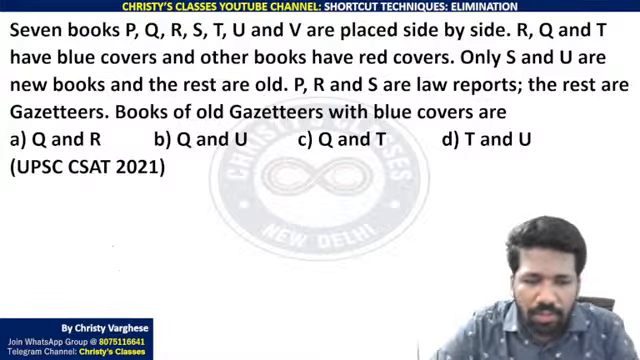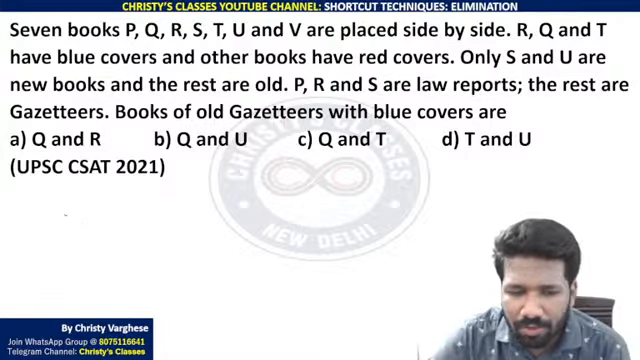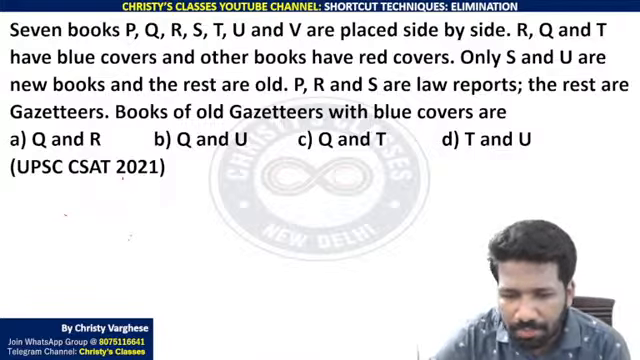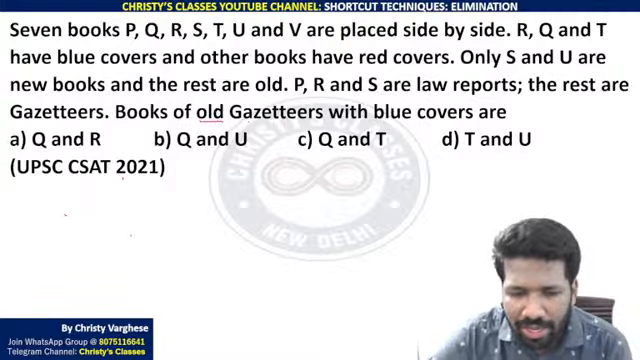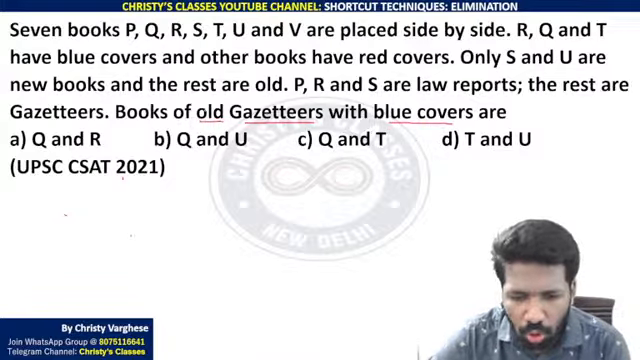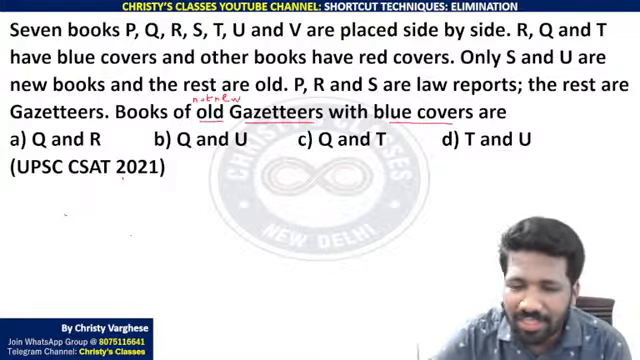So 7 books: P, Q, R, S, T, U, V. These are the names of the books, placed side by side. R, Q, T are blue covers. The question says we need an old gazetteer's book with blue covers. The condition should be old, not new. Old means not new. So whichever are new, you can eliminate them. Let us check that way.